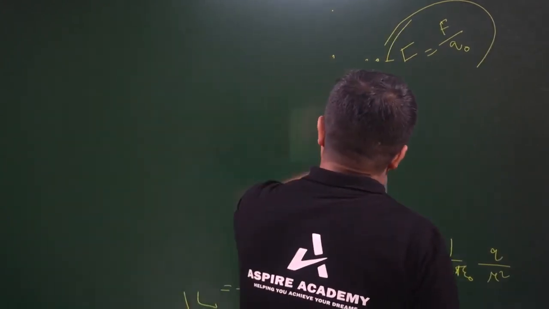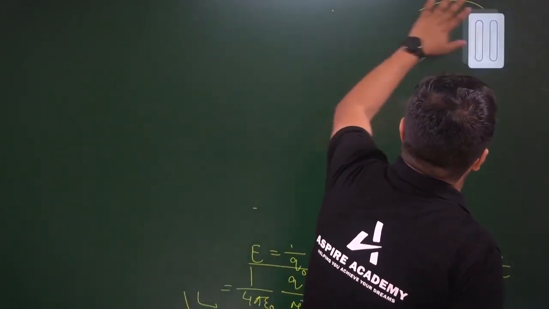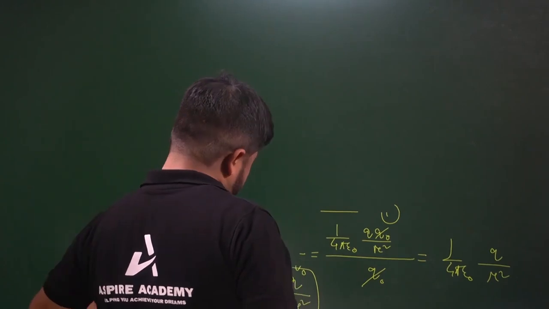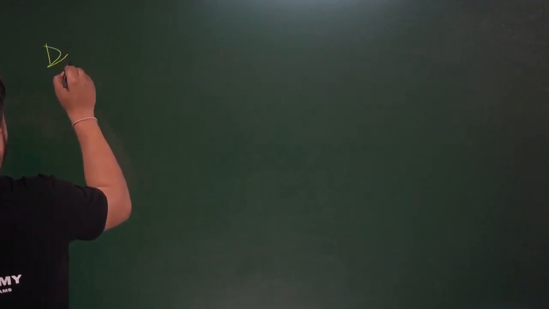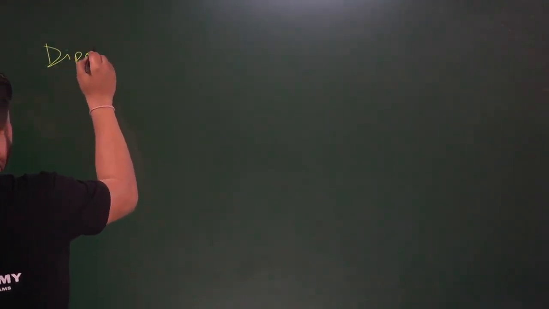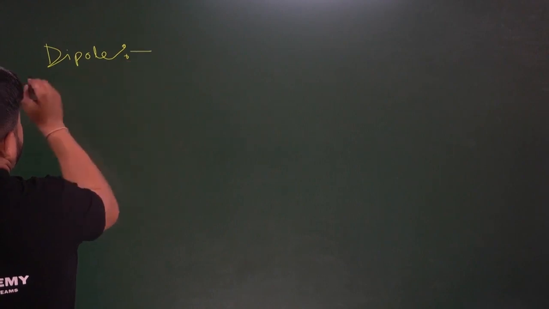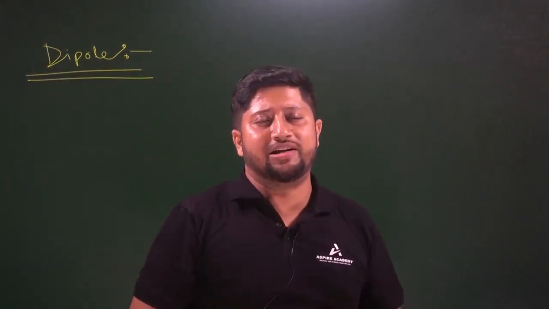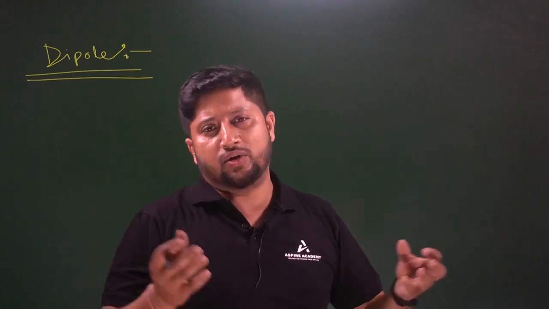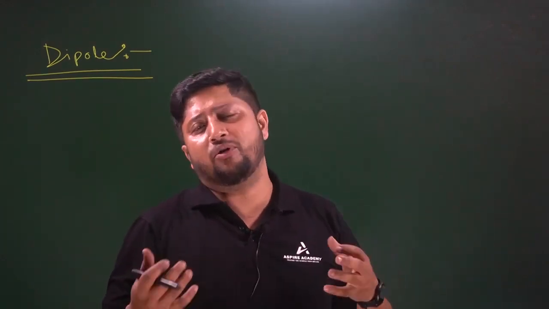This is called dipole. What is called dipole? So first of all, what is dipole? Di means two. Pole means what? Two poles. Dipole means two poles.